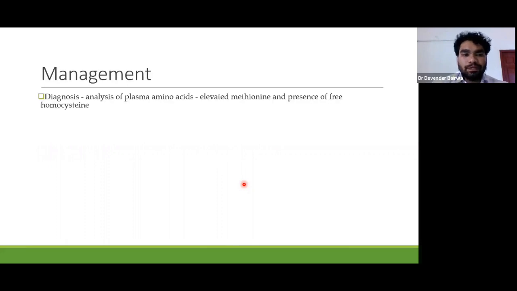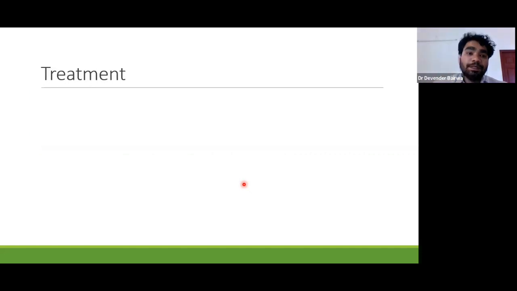Coming to management, diagnosis you can make with the help of analysis of plasma homocysteine levels. Obviously, they will have elevated methionine and presence of free homocysteine. They will have high levels of total plasma homocysteine, usually more than 100 micromole in these patients.